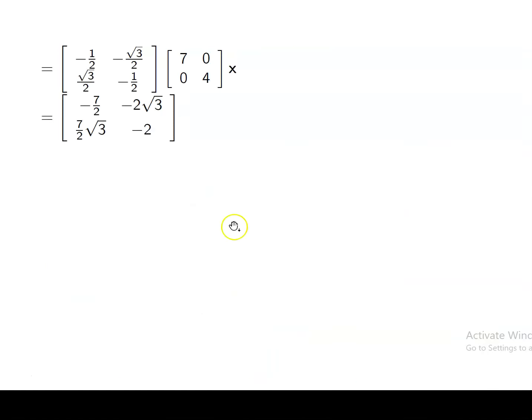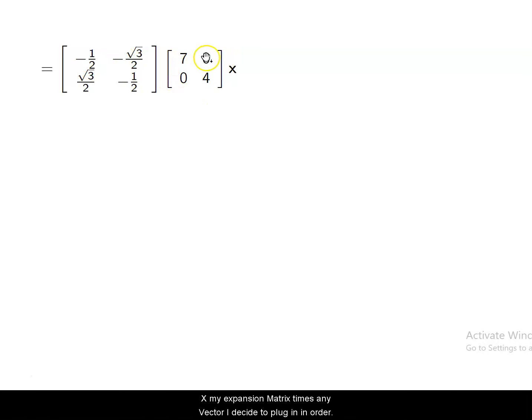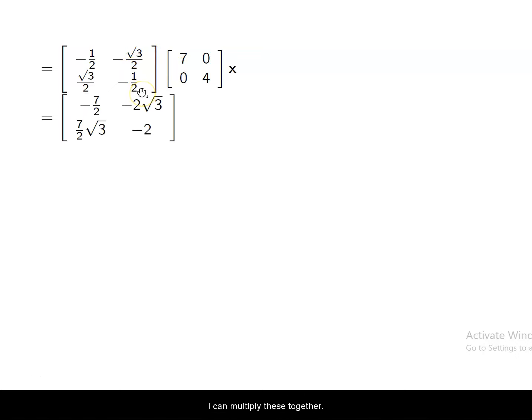All right, so my rotation matrix times my expansion matrix times any vector I decide to plug in, in order to stay within that unit circle. So this is my transformation, okay? I can multiply these together, and this is my transformation matrix that gives me from the unit circle into that transformed ellipse, okay? So this would be the one-to-one transformation matrix.